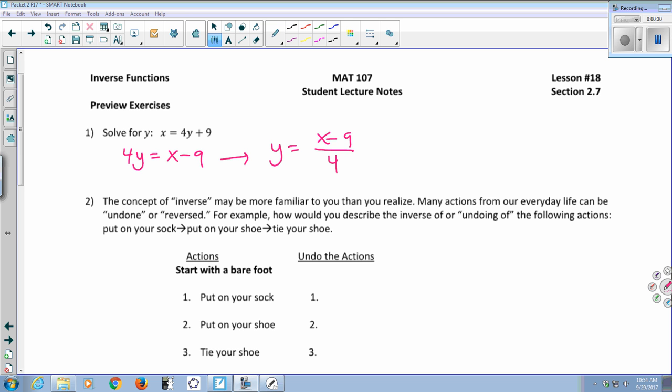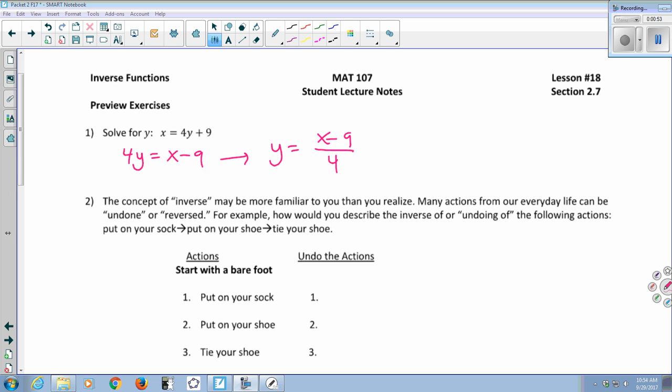The concept of an inverse may be more familiar to you than you realize. That's what we're going to talk about in today's lesson. Many actions from our everyday life can be undone or reversed. For example, how would you describe the inverse or undoing of putting on your sock, followed by putting on your shoe, followed by tying your shoe?